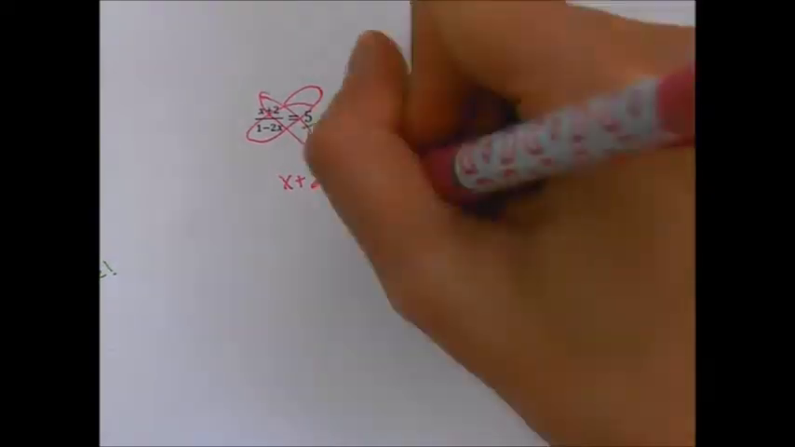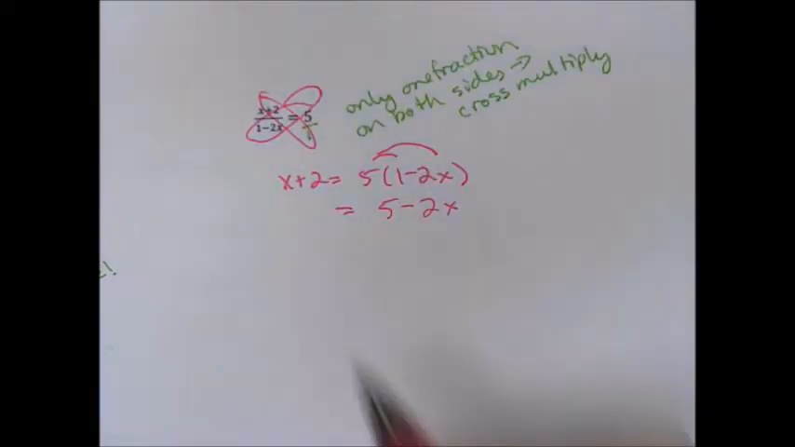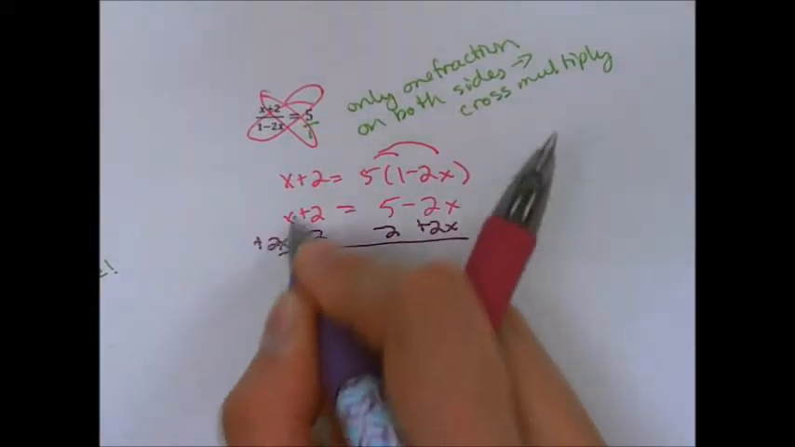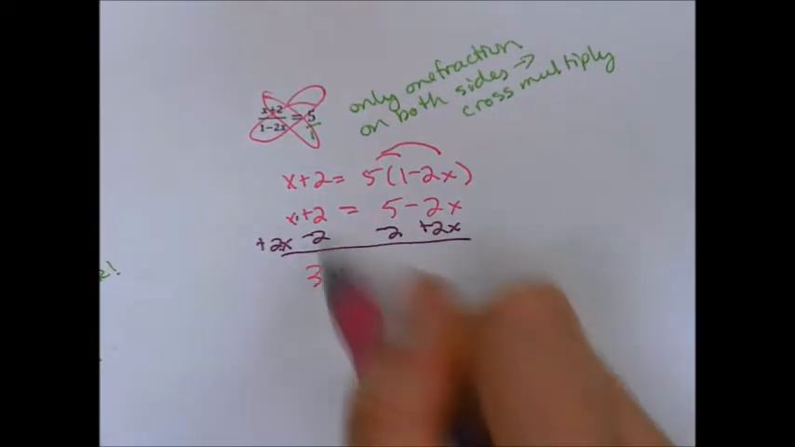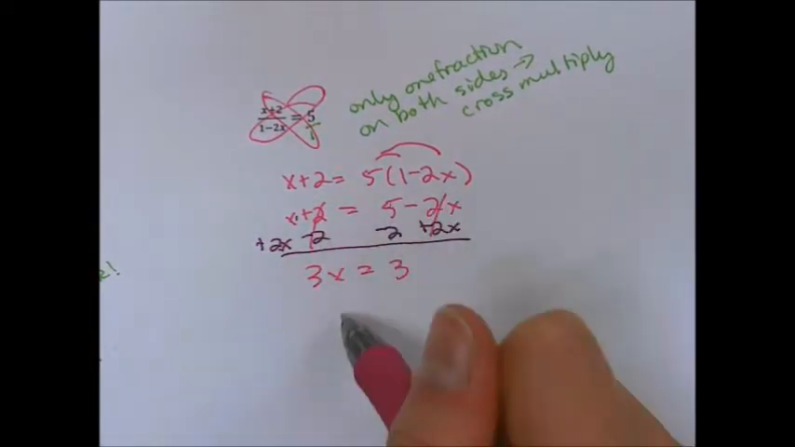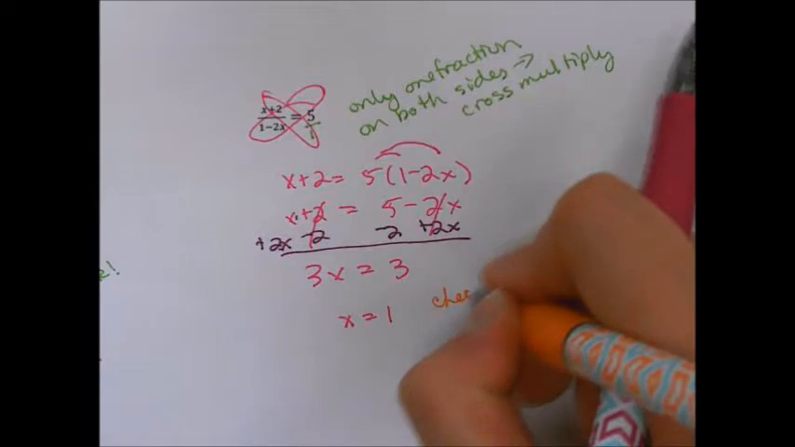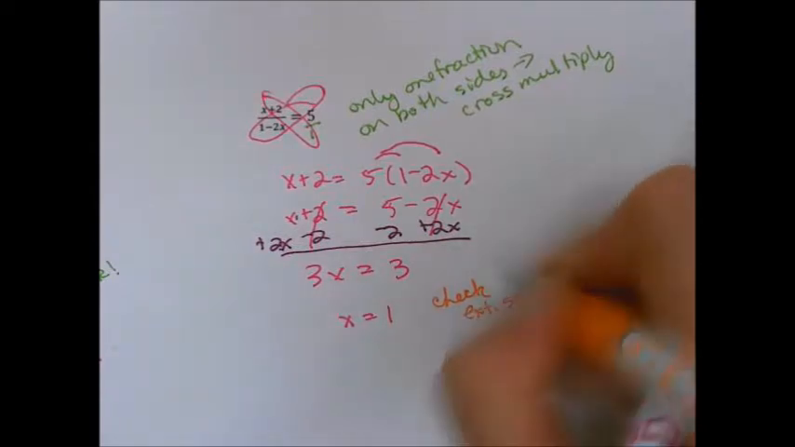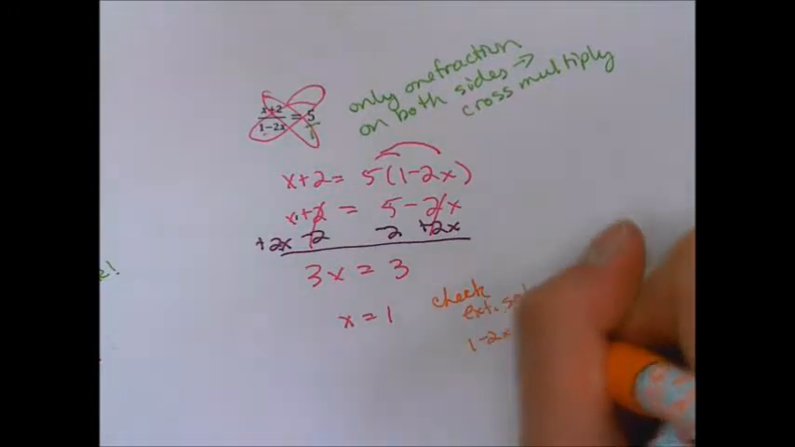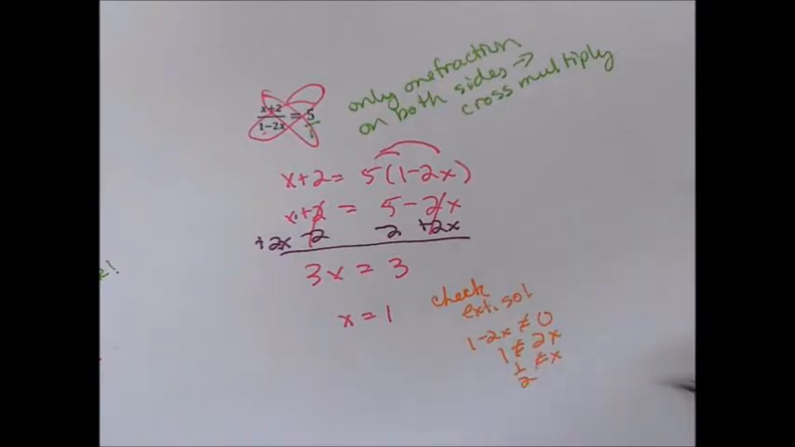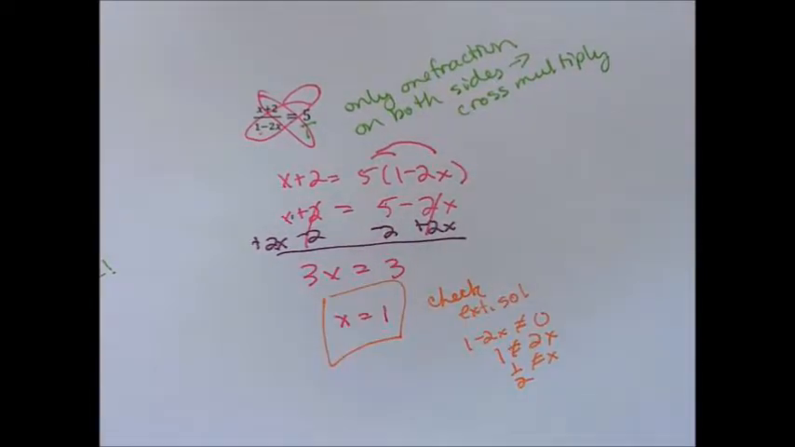Okay, we should distribute. Minus 2, add 2x. I get 3x equals 3. So x equals 1. Check your extraneous solutions. Let's see. 1 minus 2x cannot equal 0. Add that, 1 cannot equal 2x. x cannot equal 1/2. We are good.